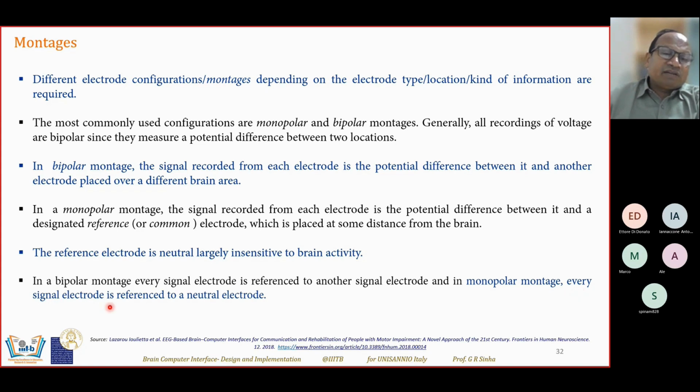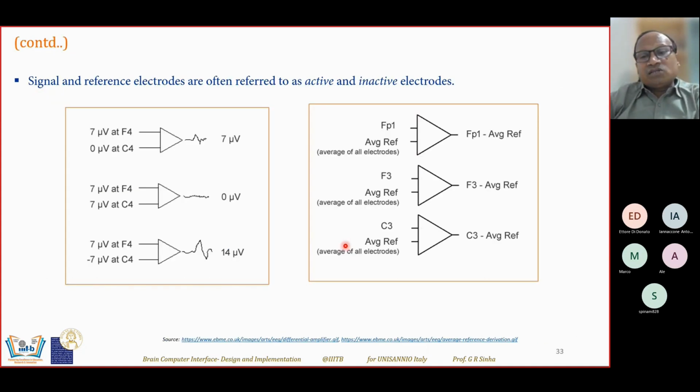So in a bipolar montage, every single electrode is referenced to another single electrode, and in monopolar, every single electrode is referenced to a neutral electrode. So with respect to neutral, every electrode is seen, and in the case of bipolar, every electrode is seen with respect to another electrode because the neutral gets nullified. This is one example of how we compute the final voltage. Signal and reference electrodes are often referred to as active and inactive electrodes. See this one, look at the potential difference. This is exactly what the EEG signal looks like.